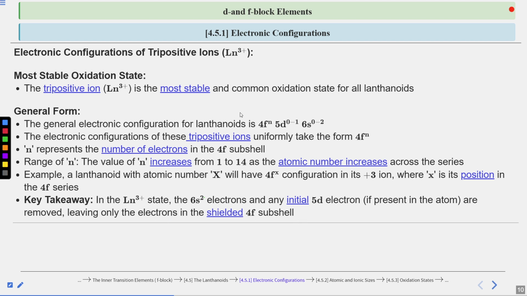Okay, observe the electronic configuration. If you have a +3 charge on the lanthanoid, that means these 2 electrons have been removed from here, and 1 electron from the 5d has been removed if present in the atom. If not, then 1 electron will go from this 4f. But still, in the +3 state, the ion is going to have the configuration 4f(x), where x shows the position of the element in the 4f series.